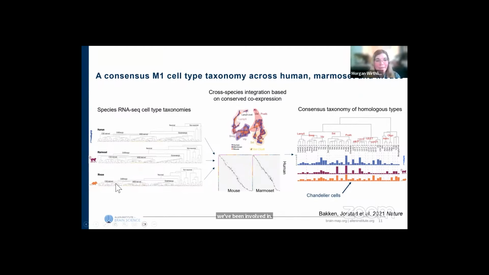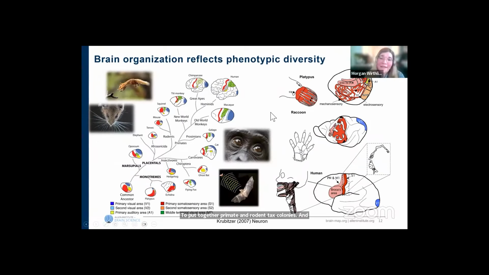And Rachel already told you some of the great work that we've been involved in to put together primate and rodent taxonomies. And what I'm going to tell you about now is how we're expanding out across 180 million years of mammalian evolution. And so if we look at the mammalian brain over time, there have been a lot of changes.